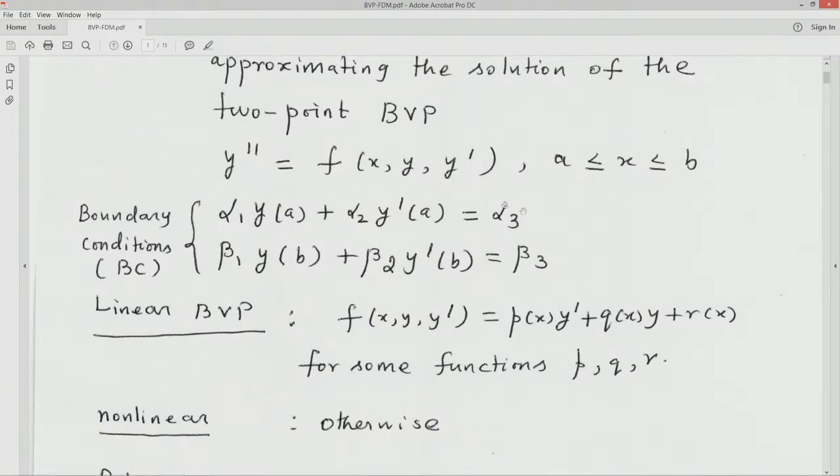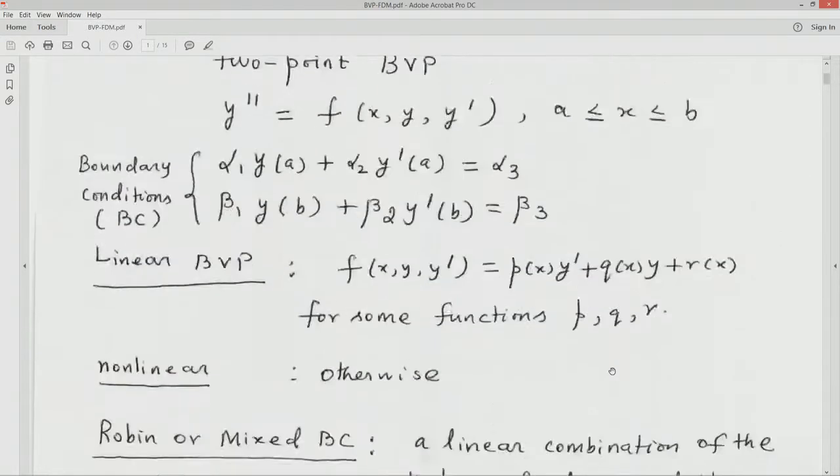And if the right hand side function f is such that it is of the form p of x into y prime plus q of x into y plus r of x for some functions p, q and r, then we say that the boundary value problem is a linear boundary value problem and it is governed by the second order differential equation y double prime is equal to p of x into y prime plus q of x into y plus r of x along with the boundary conditions which are given here.